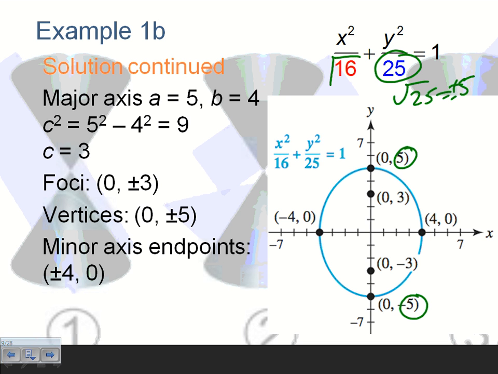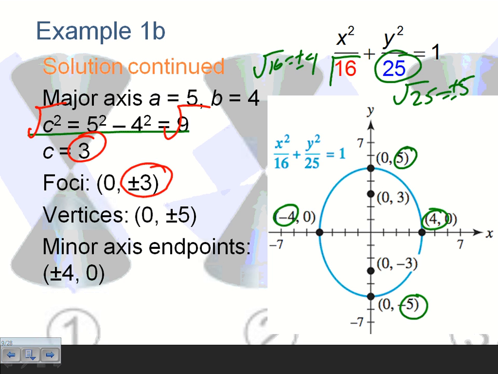Here we have 16. We take the square root of 16 and get plus or minus 4. We get minus 4 here and plus 4 here. I now have my 4 vertices graphed. I then have to find c. Some pretty simple mathematics at this point in our careers. We take 25 minus 16, we get 9. We take the square root of both sides, we get 3. So our foci are at 0, plus or minus 3.